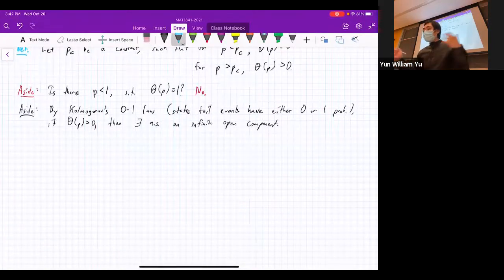Okay, so let's go ahead and get started. We want to figure out what this critical threshold is. We don't know what it is a priori. 1/2 is a pretty good guess, but it turns out to be a really hard guess to prove. So let's start with some easier guesses.